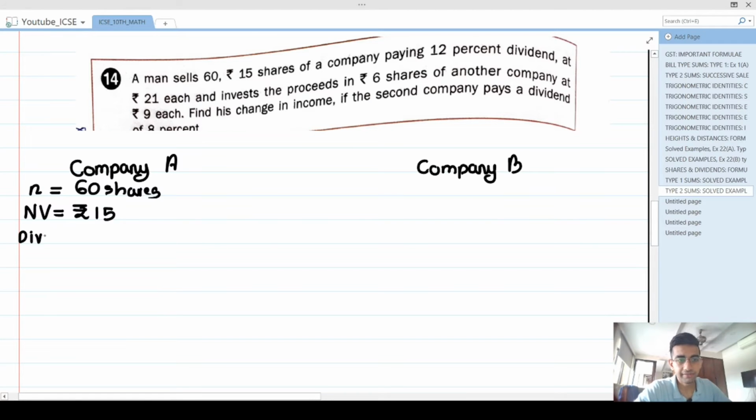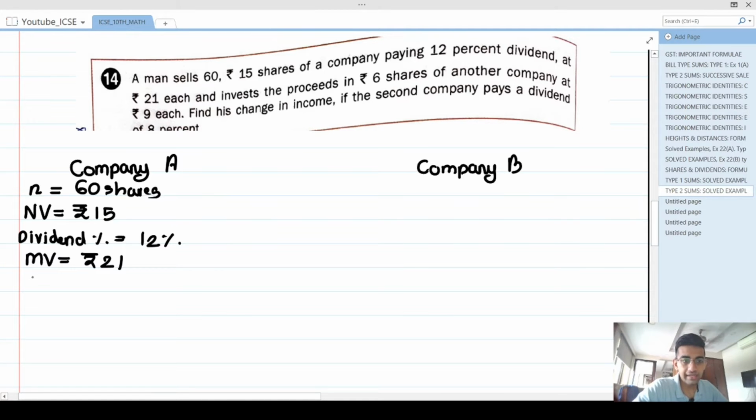Dividend percent is 12%, and MV is rupees 21. He invests whatever he gained from this, he invests the proceeds, in rupees 6 shares of another company at 9 each. Find the change in his income.